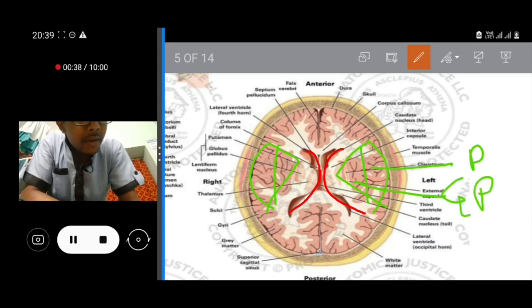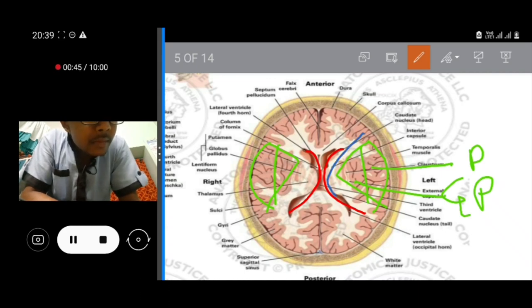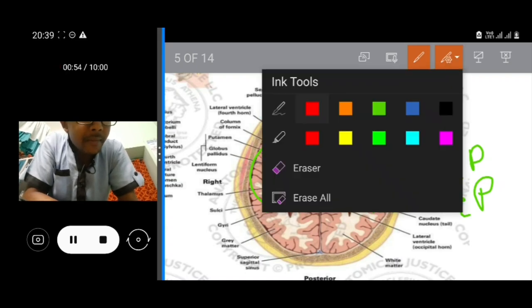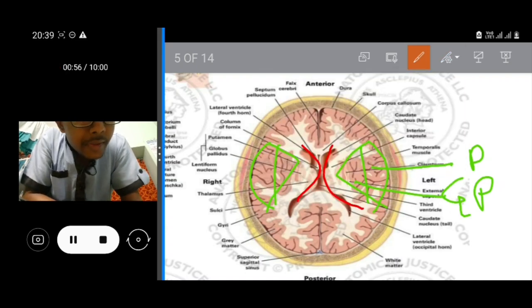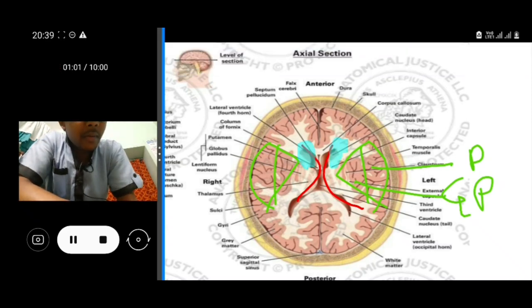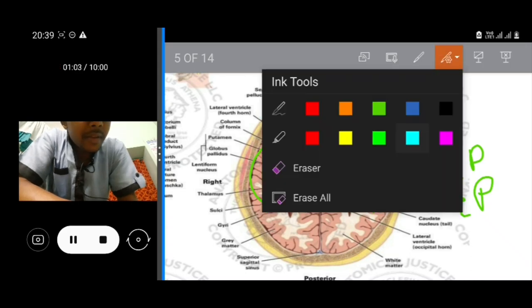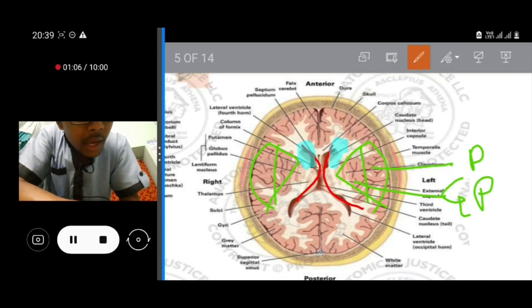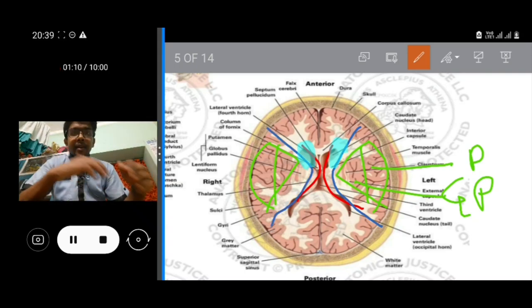Okay, now between this, I have forgotten, these are the lateral ventricles. Okay. Now, these are the caudate nucleus here. Caudate nucleus. Now see, here I am drawing. What is this? This is the internal capsule between the caudate nucleus and the lentiform nucleus.